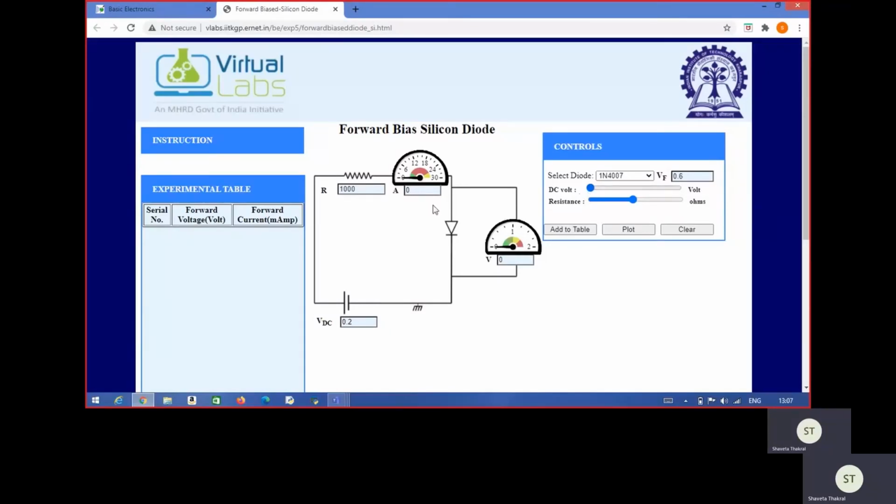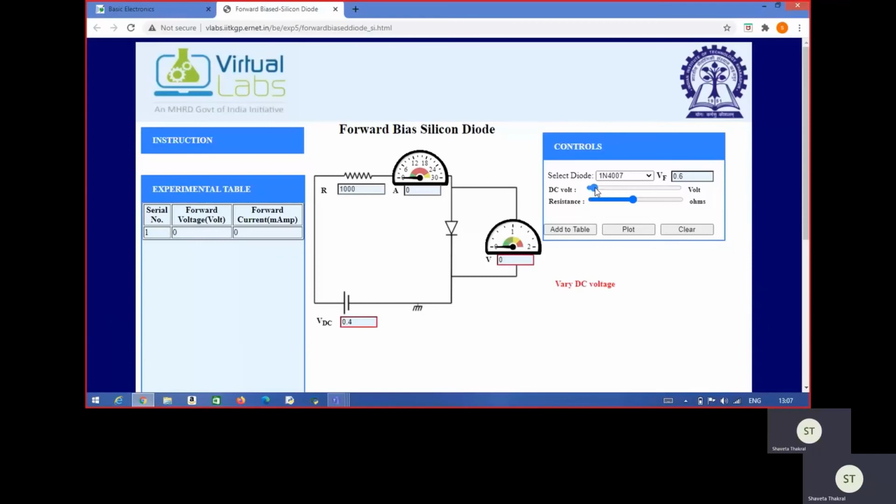keep on noting down the value of voltage that is measured parallel across the diode and the current that is flowing through the diode with the help of this voltmeter and ammeter, and we will put all the values in this experimental table. So how we are going to add the values in the experimental table? We will vary the value of this DC voltage, let's say 0.3 volt, we add it to the table. So we can see that at 0.3 volt, the voltage here is 0 and the current is also 0.